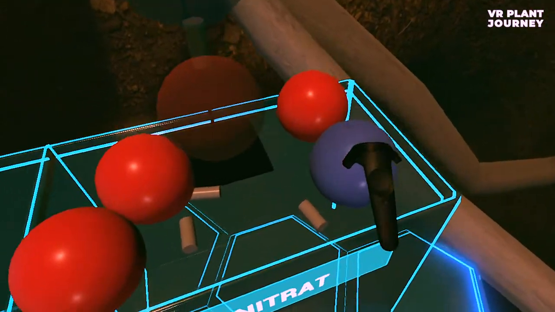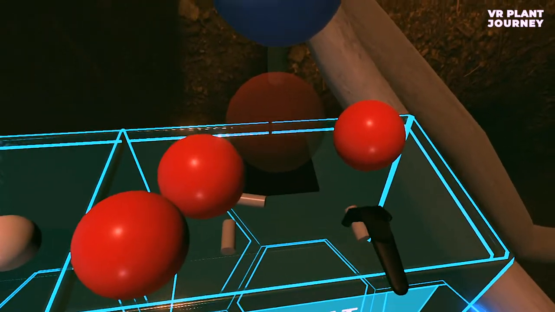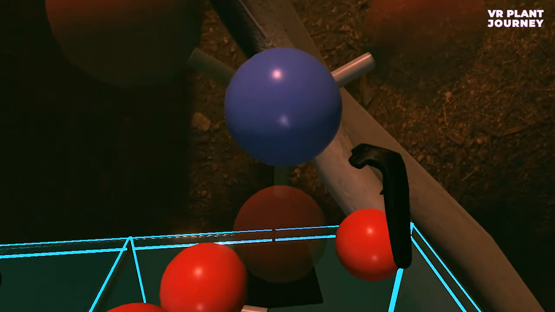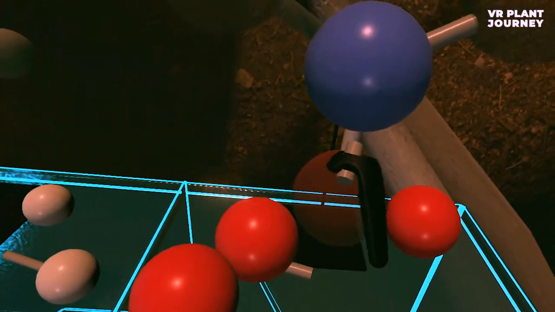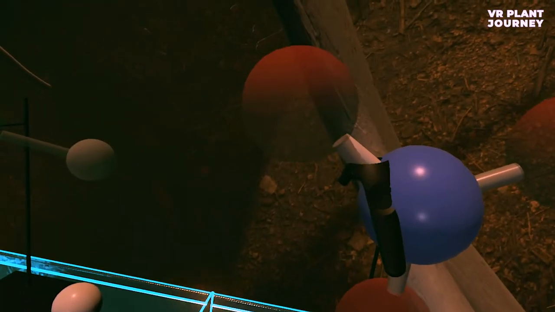That's the nitrate molecule. It has the formula NO3-. Nitrate is dissolved in soil water and therefore freely reaches the root of the plant. It can, however, also easily be washed out of the soil and pollute the groundwater.